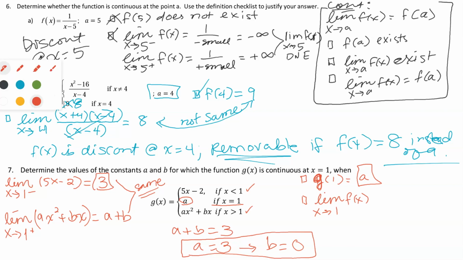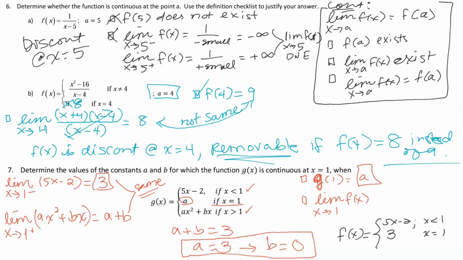So then let's rewrite our function just to make sure that we are correct here. So f of x is going to equal 5x minus 2 for x less than 1. And then a is going to be 3, so it is 3 if x is equal to 1. And then it equals 3x squared plus b, b is 0, so just 3x squared when x is greater than 1. So then if we were to check when we are approaching 1 from the left, 1 times 5 is 5 minus 2 is 3. And then f of 1 is 3. And then when approaching 1 from the right, 1 squared is 1 times 3 is 3. So all of these conditions are met, and the function is continuous at 1. Okay, that is number 7.